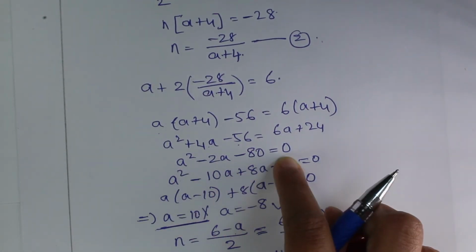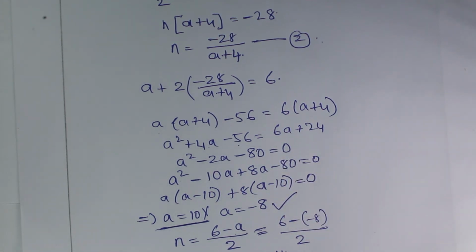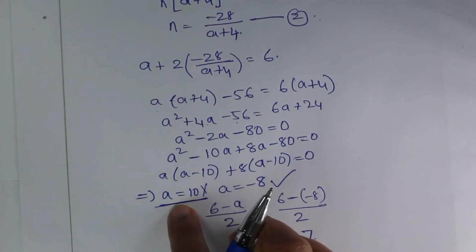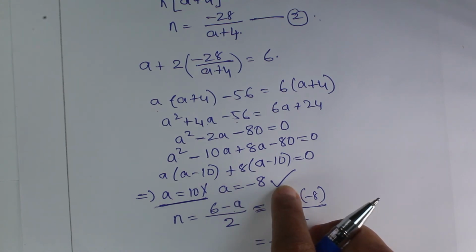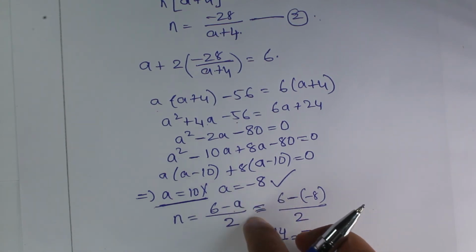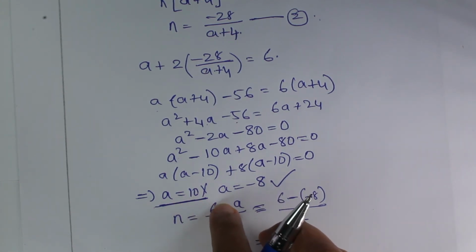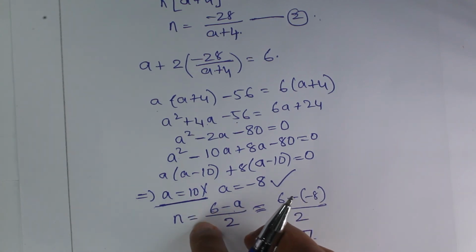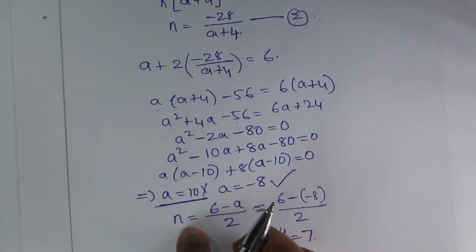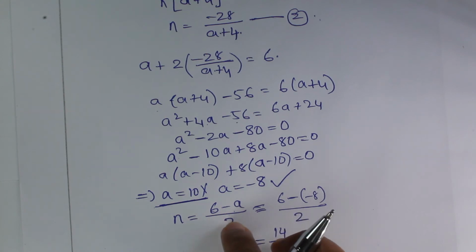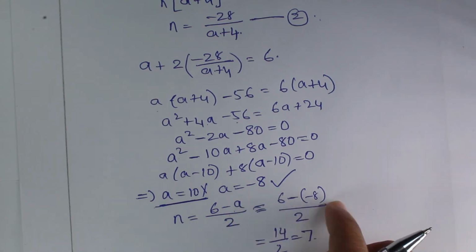I got a quadratic equation, a square minus 2a minus 80 is equal to 0. And I got the values of a as 10 and a is equal to minus 8. We have taken a is equal to minus 8 but not a is equal to 10, because a is equal to 10 gives a negative number for the n value, which is not possible. n can only be a positive integer. So that's why a is equal to minus 8.